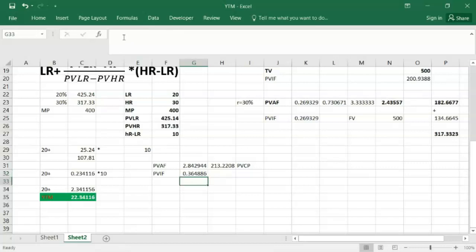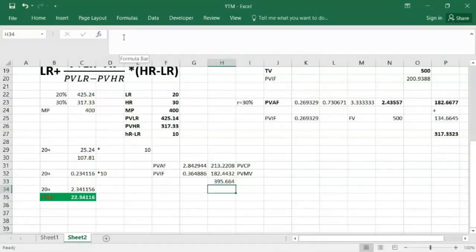You can get the present value factor as 0.346488. This value is multiplied with the face value, or what we call the terminal value in this problem. It becomes the present value of the terminal or maturity value, which comes to 182. You can add these two values.